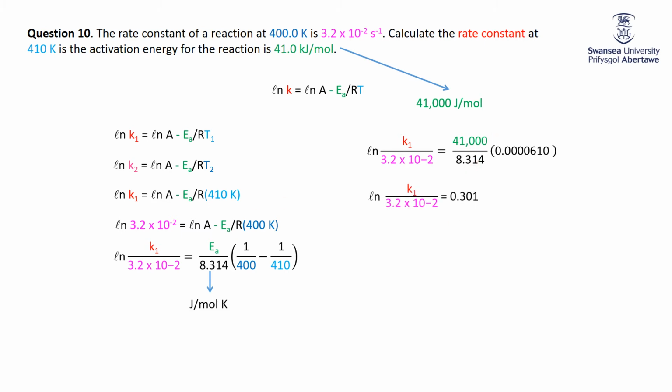So now the right hand side boils down to this, and we've still got this nasty natural log here. How do you get rid of a natural log? Well, it's just e to the power of x. So let's go ahead and take e to the power of x on both sides. The e to the power of and the log go away, so it just becomes k1 over 3.2 times 10 to the minus 2. E to the power of 0.301 is 1.35. Now simple multiplication: k1 is 0.043 per second. Nasty maths is one of the things that makes people dread this whole thing, but it's fairly straightforward once you remove the fact that you've got nasty maths.